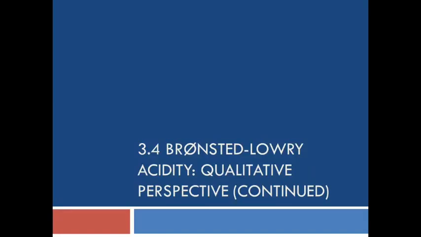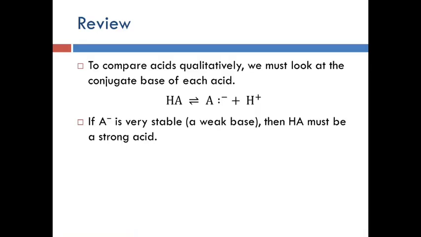We're going to pick up where we left off last time in section 3.4, talking about Bronsted-Lowry acidity from a qualitative perspective, not comparing pKa's, but looking at structures. We're going to look at the conjugate base of each acid. If the conjugate base is more stable, then the acid is stronger, and what we were looking for is what causes this base to be more stable.